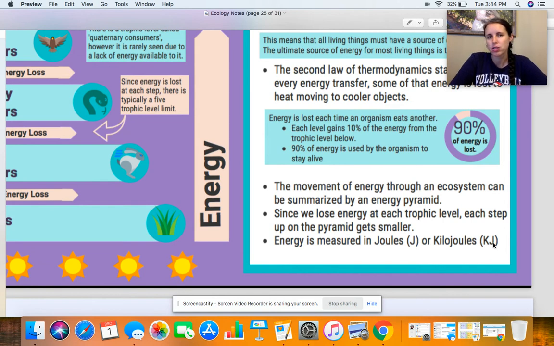Now what you're going to do this week is a short little lab. You're going to manipulate different trophic levels of a food pyramid, and you're going to see how it affects all different things within that food pyramid.